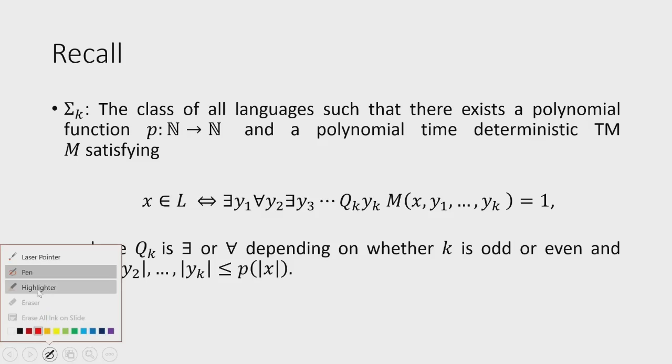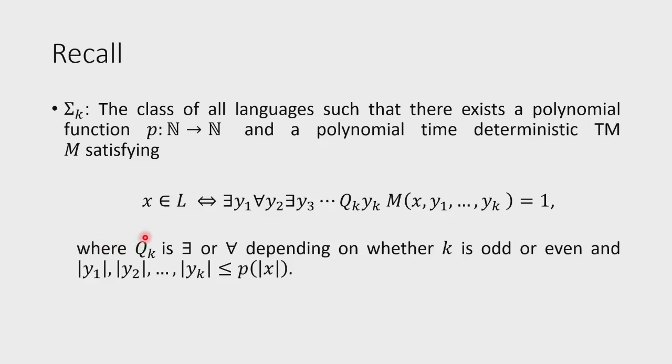Over here the quantifier Qk is there exists or for all depending on whether k is odd or even, and the length of all these certificates is supposed to be polynomial in the length of x. If k were just 1, then you won't have any of this, and this class sigma k would just be NP. So sigma 1 is NP. So sigma k is a vast generalization of the class NP.